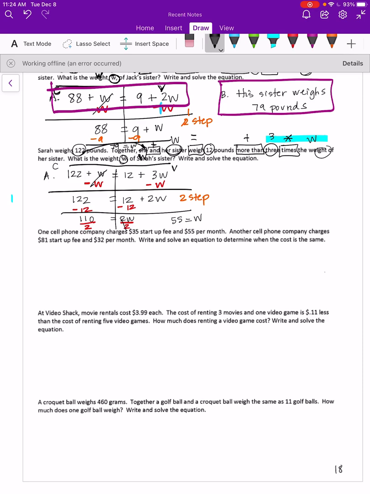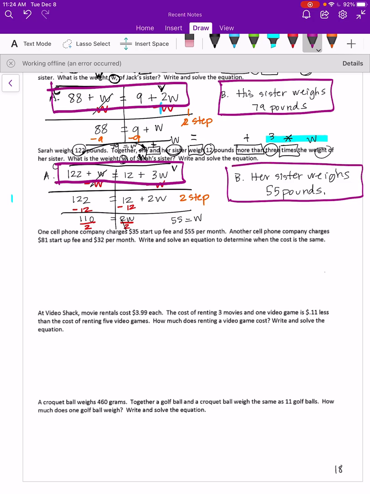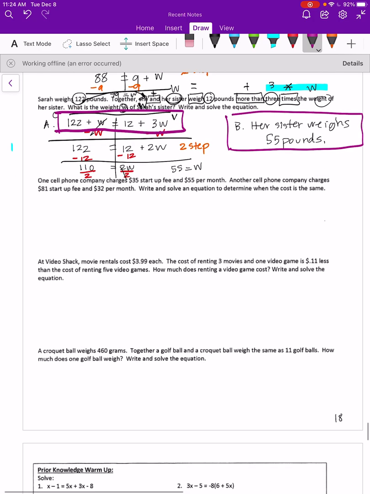Sarah weighs 122 pounds. Definitely, her sister's a little bit smaller, but she could be 10 years younger. Who knows? We have no idea. So, B, her sister weighs 55 pounds. Now, if it said something like her sister weighs -4 pounds, we know, obviously, we did something wrong. You can't weigh a -4. So definitely always look and see, does my answer make sense? Is it reasonable? And moving on.